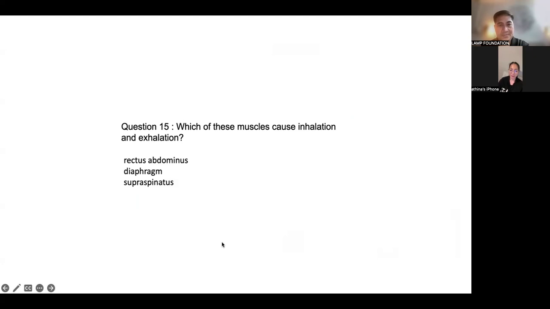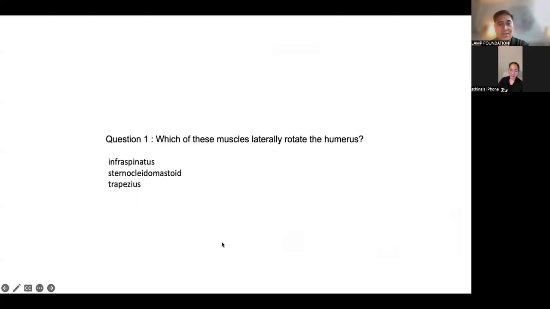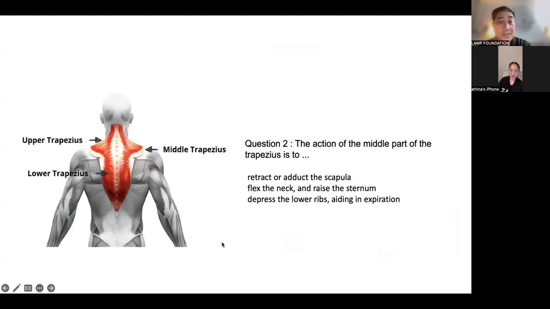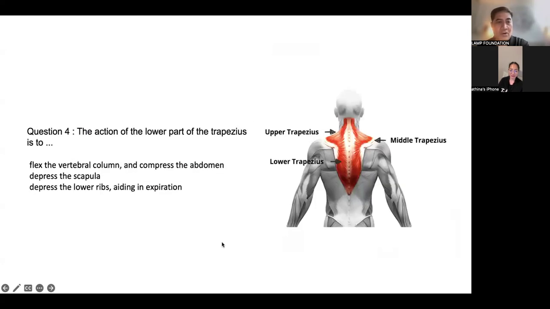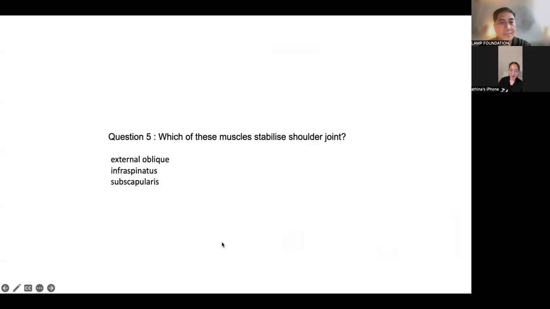It's the diaphragm. Which of these muscles laterally rotate the humerus? It's the infraspinatus. The action of the middle part of the trapezius is to retract or adduct the scapula. Which of these muscles flex the vertebrae? The external oblique. The action of the lower part of the trapezius is to depress the scapula. Which of these muscles stabilize the shoulder joint?